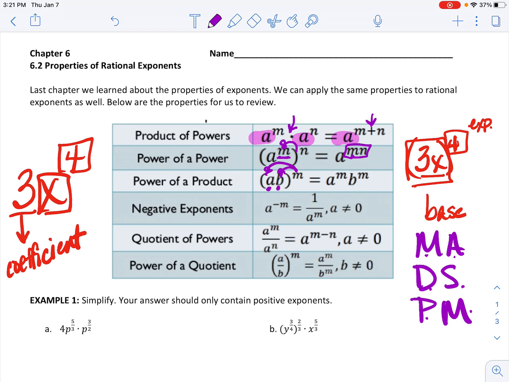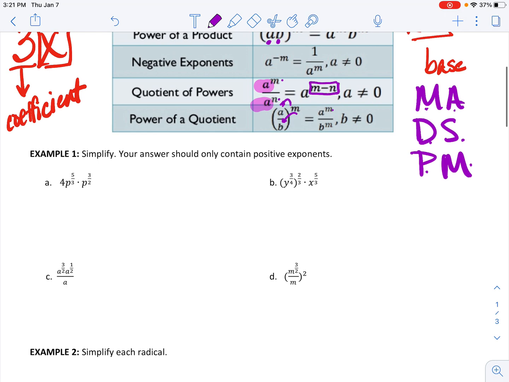Quotient means we're subtracting. So you can see we're going to do m minus n. And again, just like with the product of powers, the base is the same. And very similar to the power of a product, with the power of a quotient you can see all we've done is distribute the exponent to both the top and the bottom. Okay. So let's see how we're going to do these.